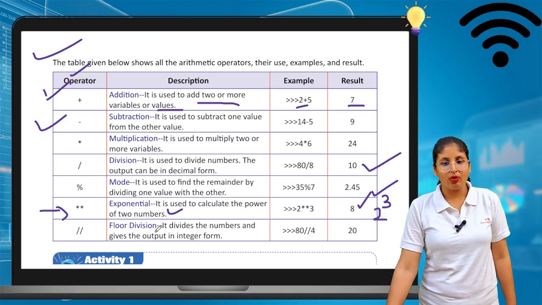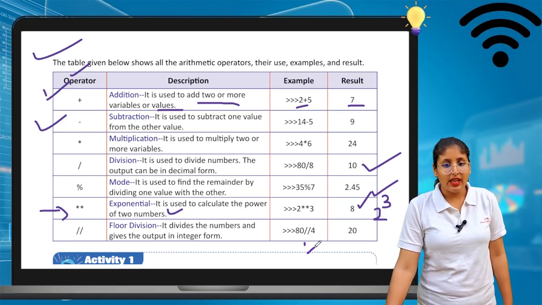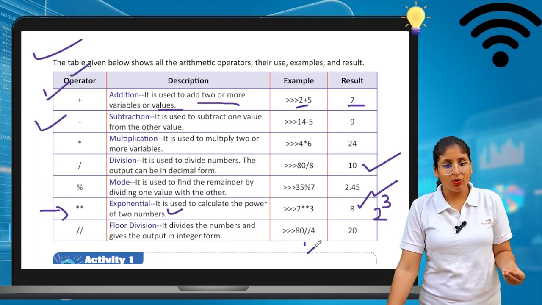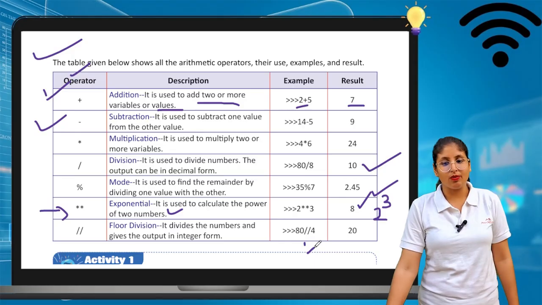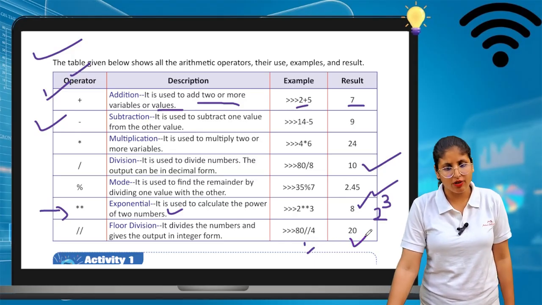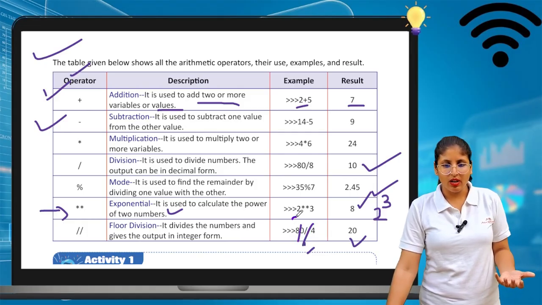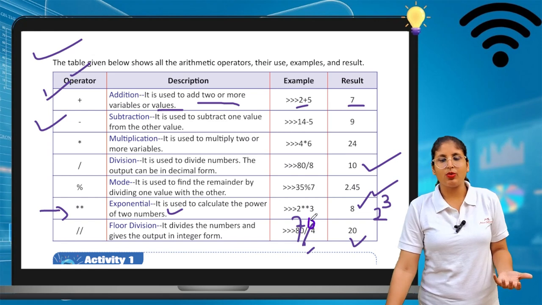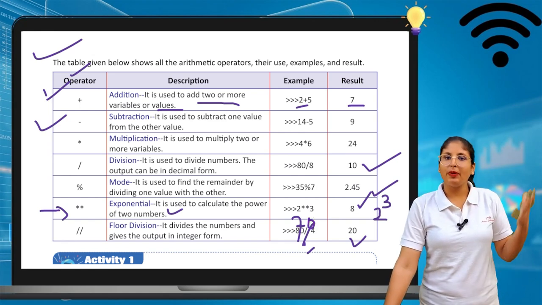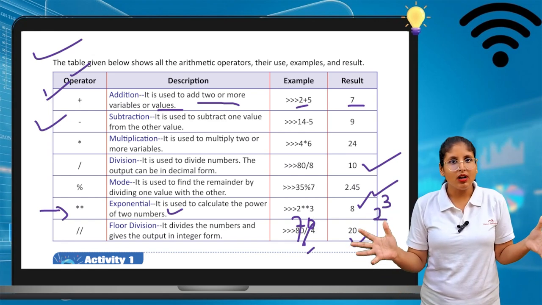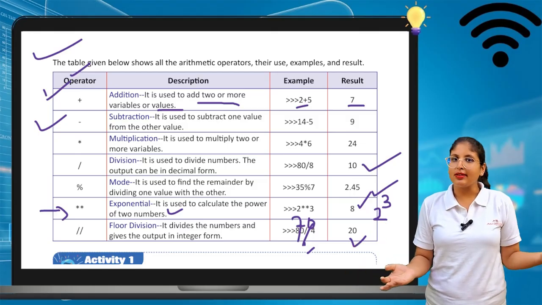Now floor division. In this, we divide the number and it gives the output in integer form. So we can get the output in integer form. It basically divides the number, like 4 to the 8 and 0 comes here. Okay, so operators and operands are clear to you. Operands are the numbers and operators are the symbols.